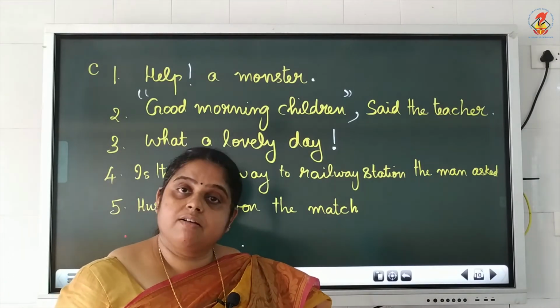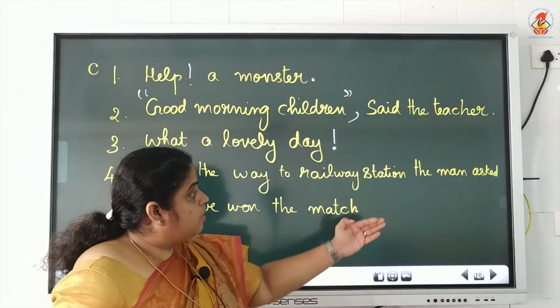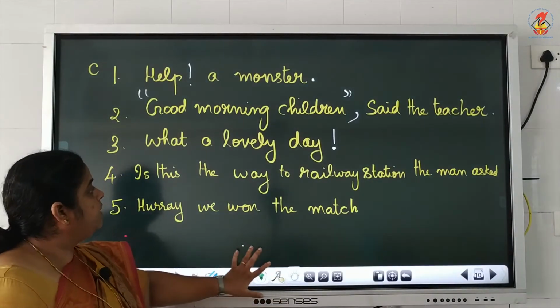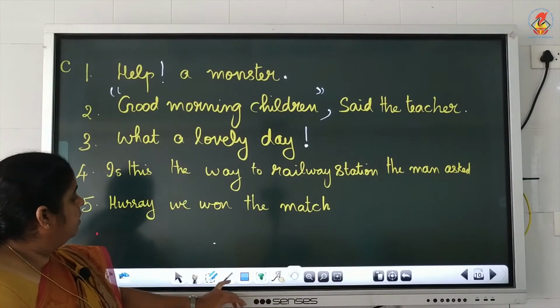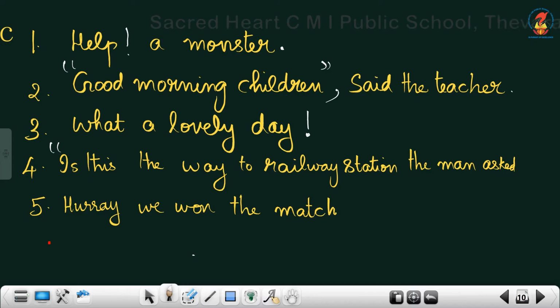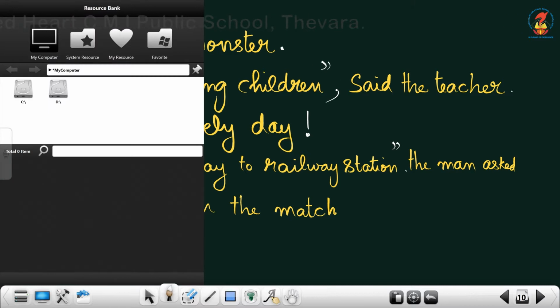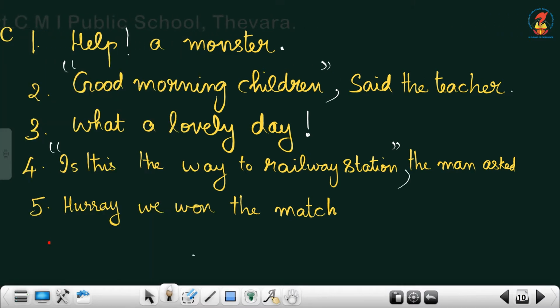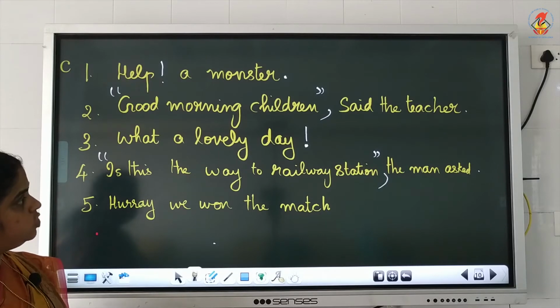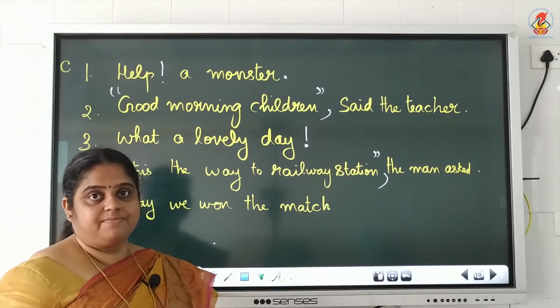Then fourth one, "Is this the way to railway station?" the man asked. How will you write that? It's the original words that the man told. So, "Is this the way to railway station?" should be put in inverted commas, and there is a question mark there. Then comma is not needed; "the man asked" and a full stop also. "Is this the way to railway station?" the man asked. Clear?